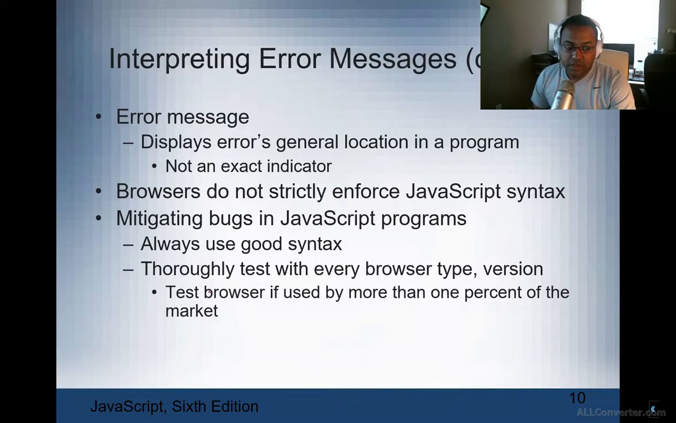So the error message displays the general location in a program, but it's not an exact indicator. As I said before, and as we saw in the debugger for JS Fiddle, it didn't tell us that there was a missing bracket. What the error told us was there's a syntax error. However, I don't know what it should be syntactically. I just know I couldn't run it. Now the JS Fiddle IDE knew what the syntax error was because it can look at what we wrote and say this looks like it should be an array. Hey, you're missing a bracket.